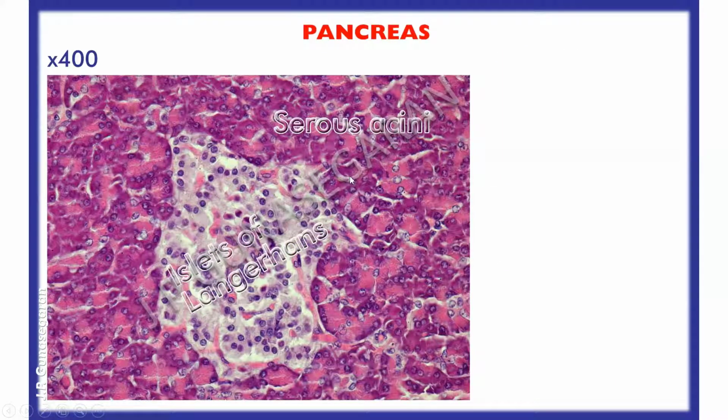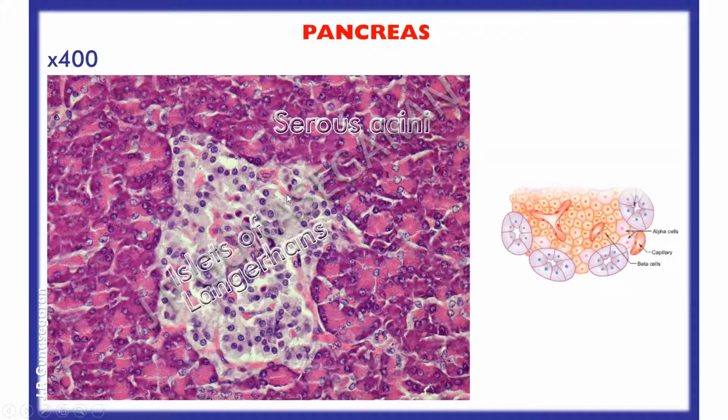This is the same slide at higher magnification, showing the cellular details of islets of Langerhans. The endocrine cells are arranged as anastomosing cords with fenestrated capillaries in between. The various types of cells can be well differentiated with immunohistochemical staining. This one is a schematic picture of an islet.